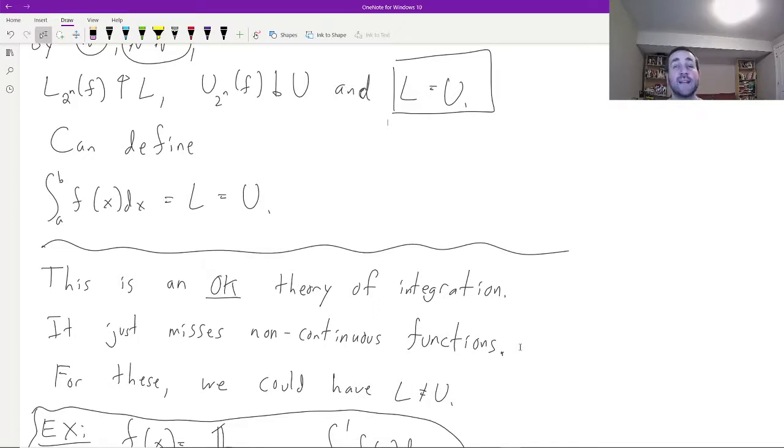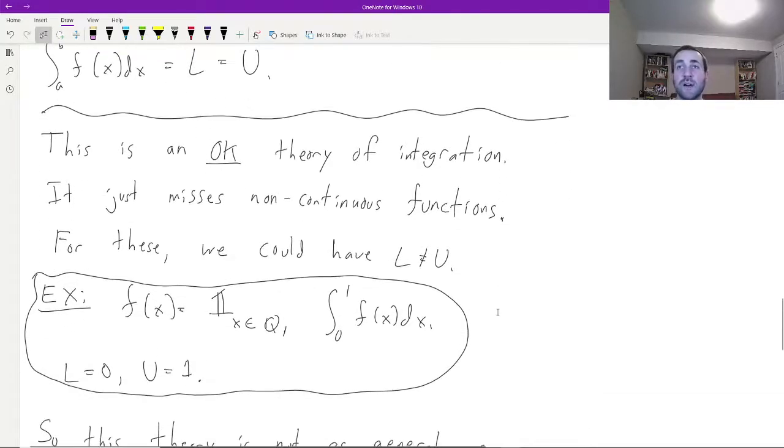And it's fine if all that you care about is continuous functions, which is a perfectly reasonable thing to care about. This really gives you integration theory, right? It really gives you a very sensible theory which covers all of those. The only reason that we keep on going is that actually sometimes we care about non-continuous functions. And for those particular functions, we could easily have L not equal to U, in which case this definition up here wouldn't make any sense.